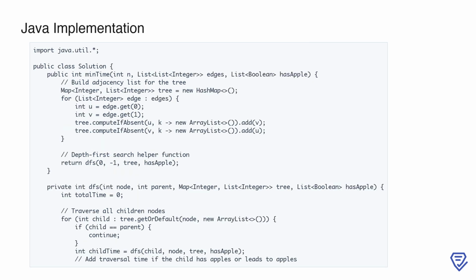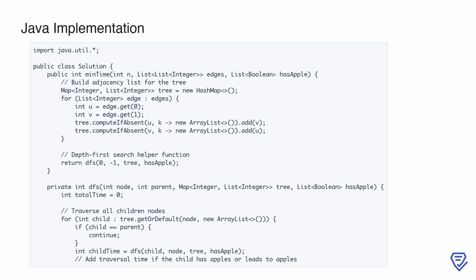Here, we start with the Java implementation of the problem. First, we import the necessary libraries and define our solution class. Inside the class, the main method minTime takes 3 parameters: the number of nodes n, a list of edges representing the tree structure, and a list of booleans hasApple indicating whether each node contains an apple.